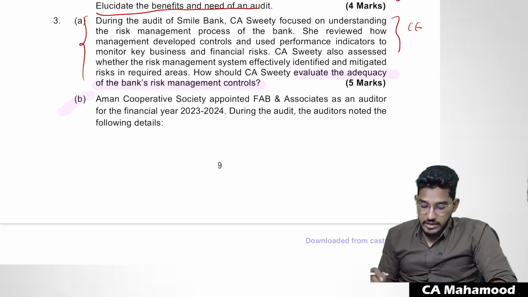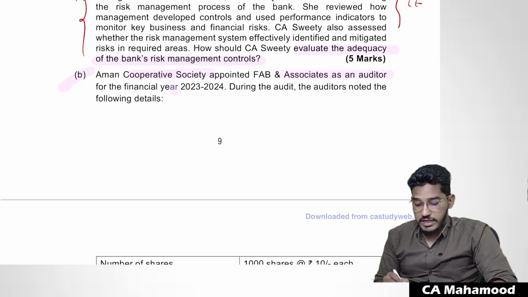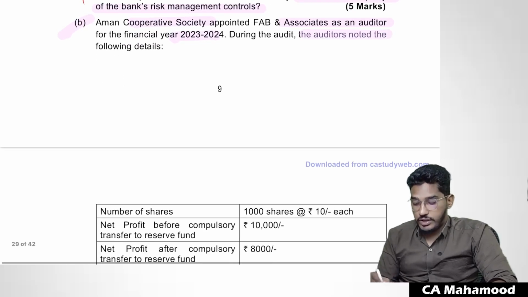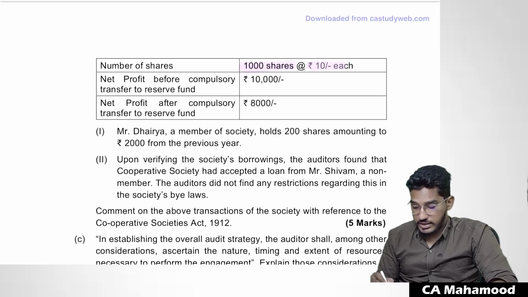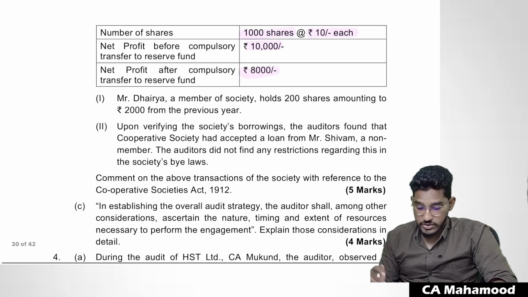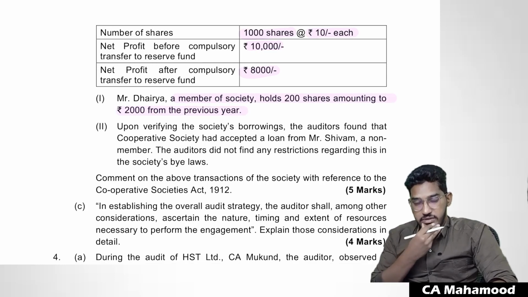Then we have a question regarding cooperative societies audit. Aman Cooperative Society appointed FAB and Associates as auditor for the financial year 23-24. During the audit, the auditor noted the following details. Total number of shares, 1,000 at the rate of 10 each. The net profit before compulsory transfer to fund is 10,000 rupees, and they have in fact transferred 2,000 rupees to the reserve fund. After that, net profit is 8,000 rupees. Mr. Dhairya, a member of society, holds 200 shares amounting to 2,000 from the previous year.